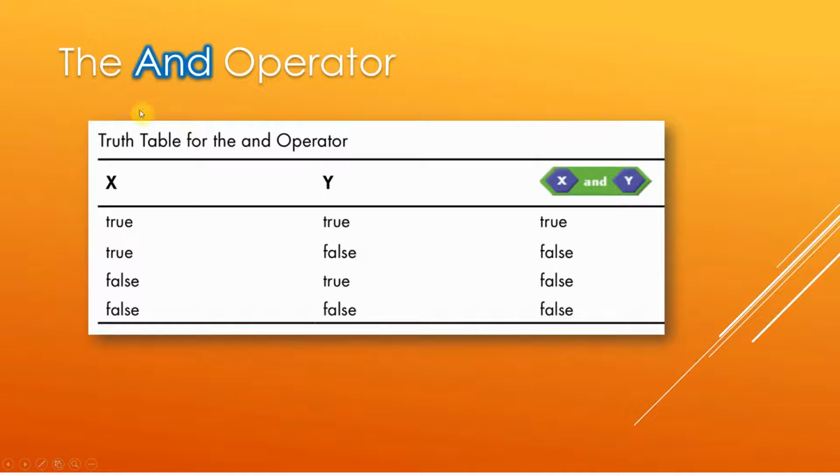So you can see in the case of the AND operator, the only way you get a true value is if both your parameters or your inputs are true. Any other combination will give you a false. Now we'll show you how this works later. It might seem a bit arbitrary now, but it is an important part of computer programming.